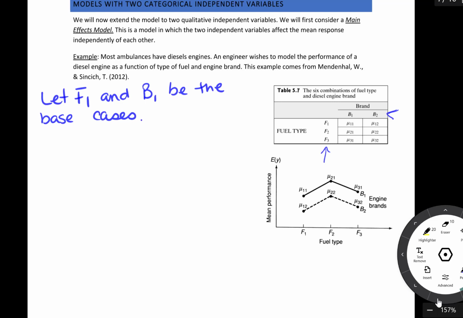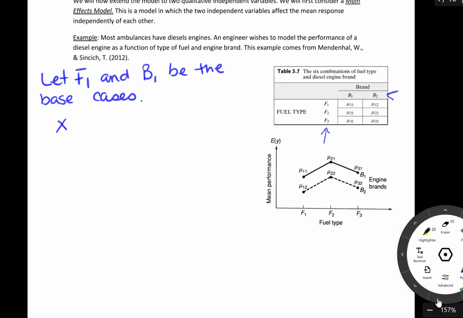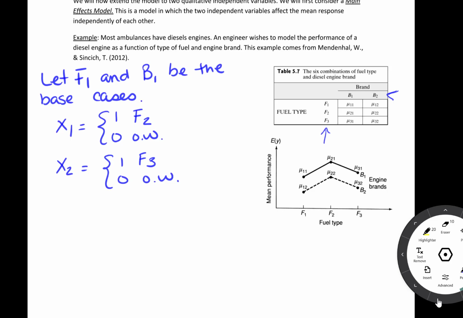Okay, so we need to set up some dummy variables here. Notice that the fuel type has 3 different levels, so we know we're going to need 2 dummy variables for the fuel. So I'm going to let x1 be equal to 1 when we have fuel type 2 and 0 otherwise, and x2 is going to be equal to 1 when we have fuel type 3 and 0 otherwise. And then notice since brand has 2 levels, we just need a single indicator variable for it. So x3 is equal to 1 when we have brand 2 and 0 otherwise.